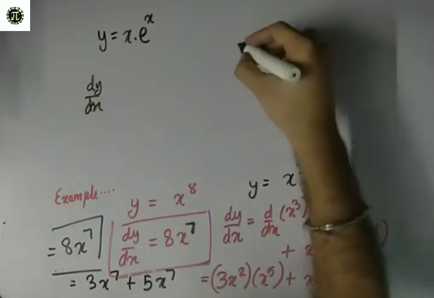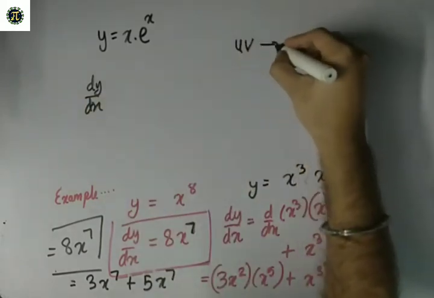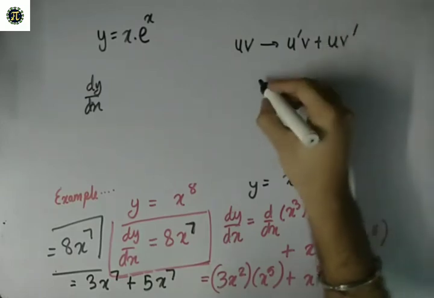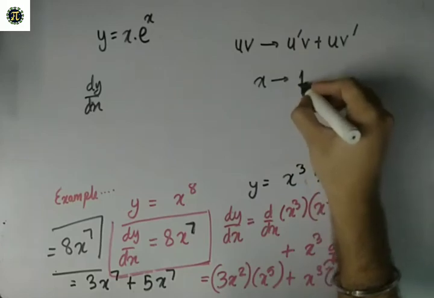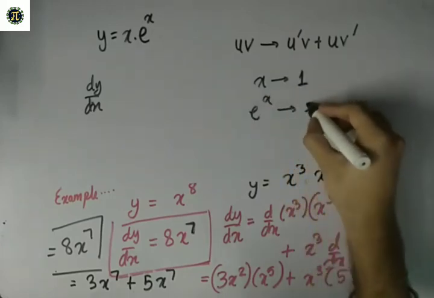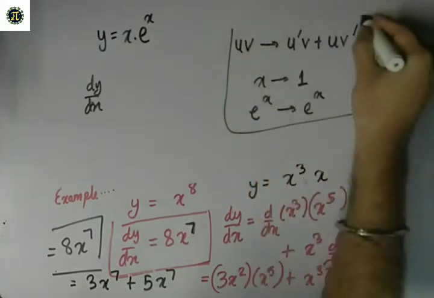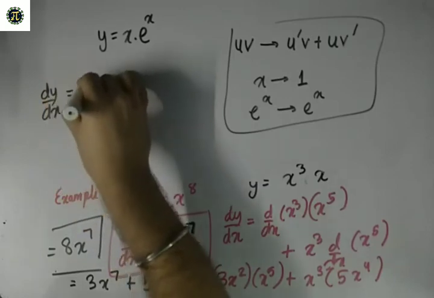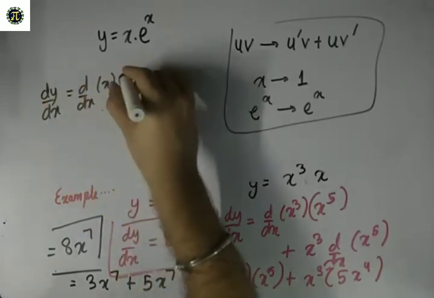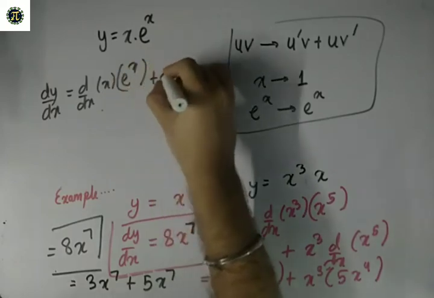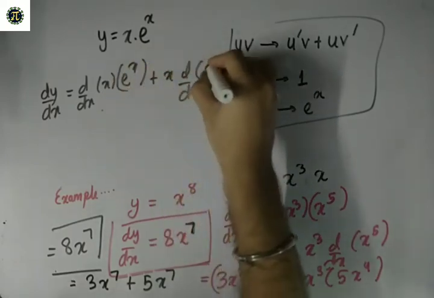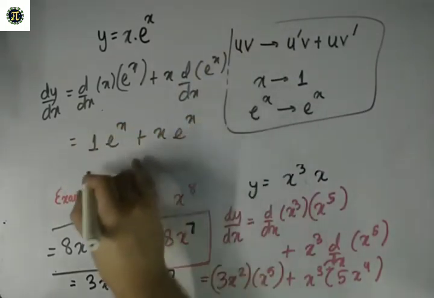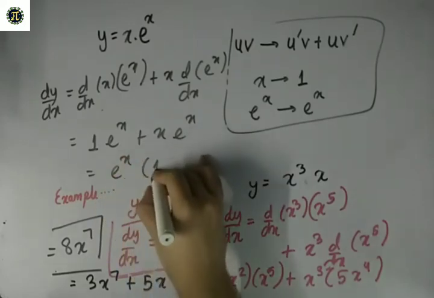So I will remember the rule that differentiation of a product of two things is u dash v plus uv dash. The differentiation of x I know is 1, correct? And e to the power x differentiation is e to the power x. So I write these formulas and I write the result. What will be the dy by dx? dy by dx will be d dx of first function into e to the power x remaining same, plus x remaining same into d dx of e to the power x, and that is 1 into e to the power x plus x into e to the power x. You can take e to the power x common, and then you have 1 plus x.